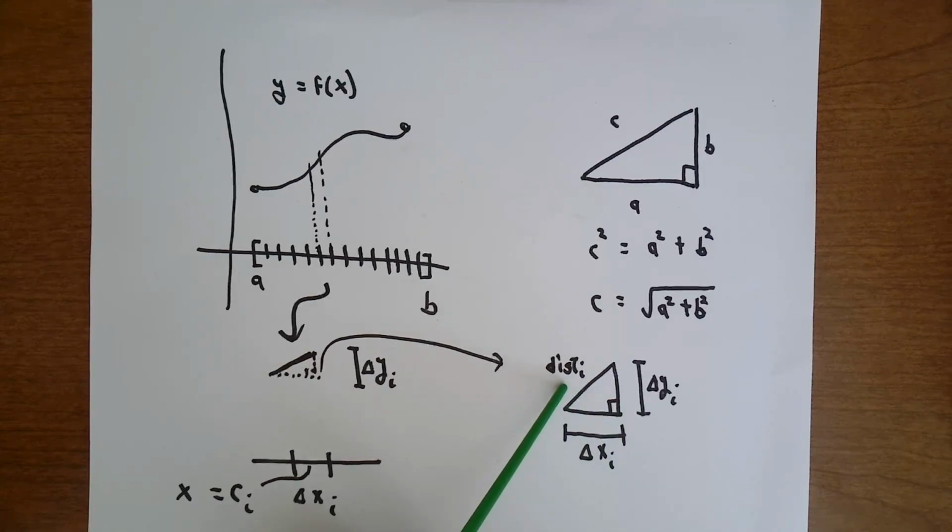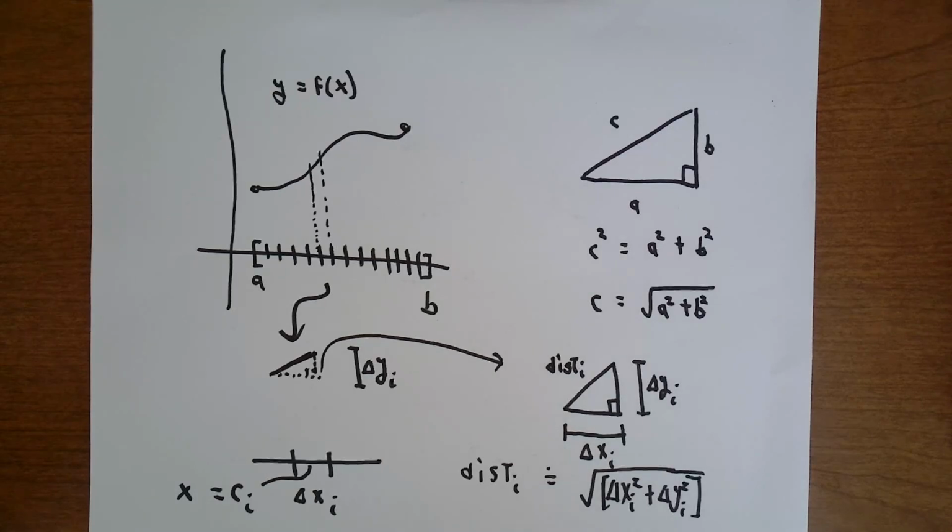I'll call this distance d sub i, and I have myself a nice right triangle here, meaning that I can apply the Pythagorean theorem to it. Doing so, distance d sub i is approximately the radical of delta x sub i squared plus delta y sub i squared. Ideally, we would just then add up all such things, take the limit as the chunks tend to zero in size, and turn it into an integral of some type.